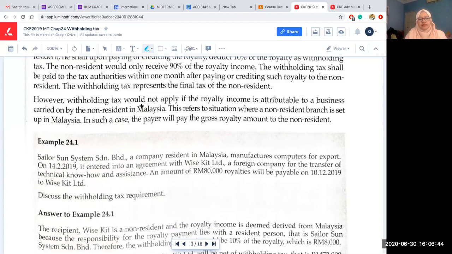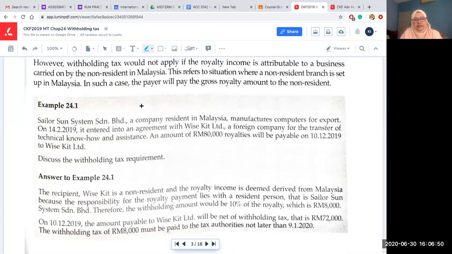Okay, let's look at an example here. Sailor Sun System Sendirian Berhad. When you see Sendirian Berhad here, you can guess the company is a resident company. And it says a company resident in Malaysia, so it means it could be a payer who is a resident. Manufactures computers for export, on 14 February 2019 entered into an agreement with Wise Kit Limited. When you see Limited here, you know that it's a non-resident company, a foreign company, for the transfer of technical know-how.